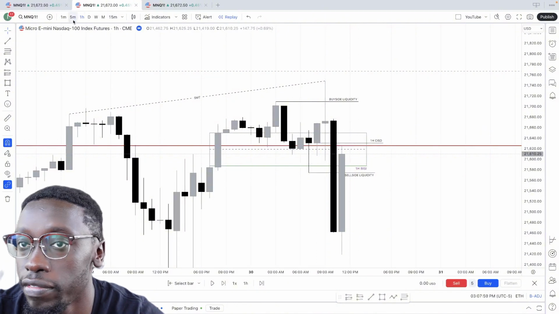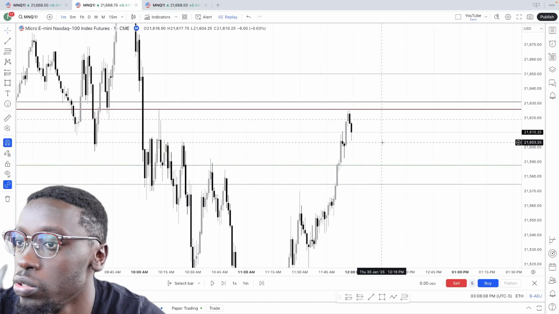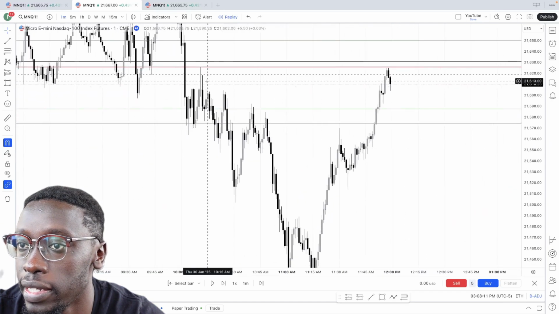So if we go to a lower time frame, I can show you the trade. What you'll notice is that we had formed all this buy side liquidity, right?